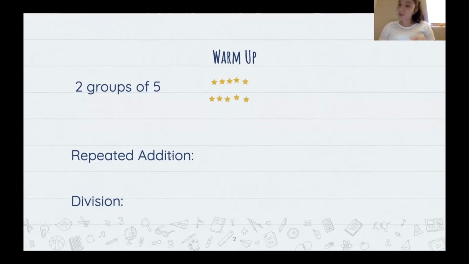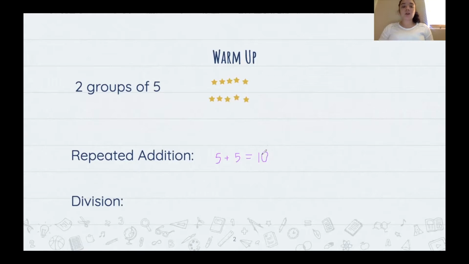Now we're going to write a repeated addition sentence. So we have 2 groups with 5 in each group. So it's 5 plus 5 equal to our total, which is 10 stars.